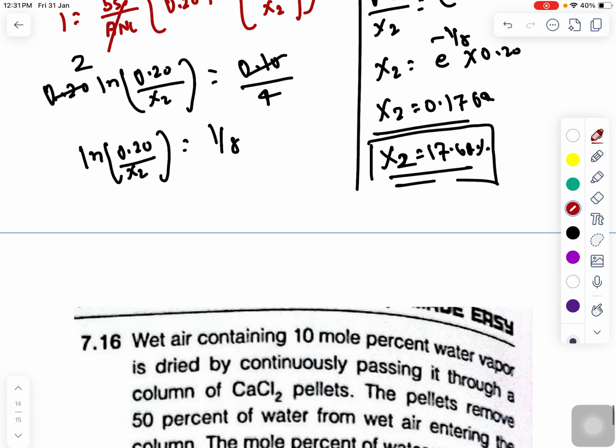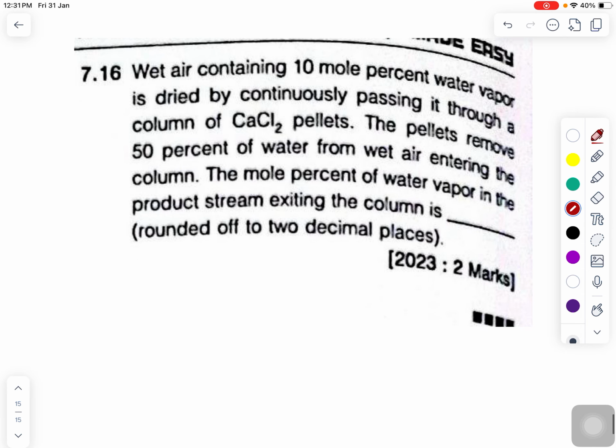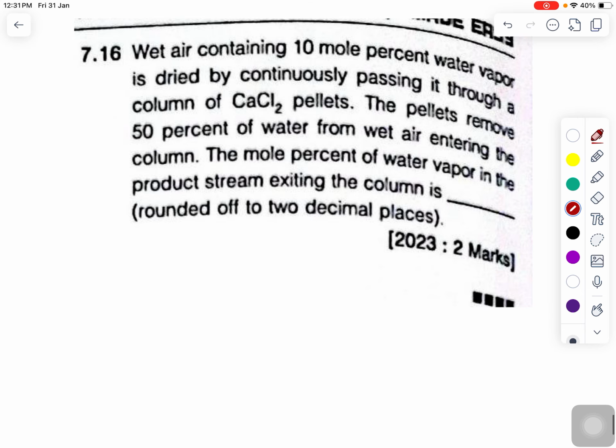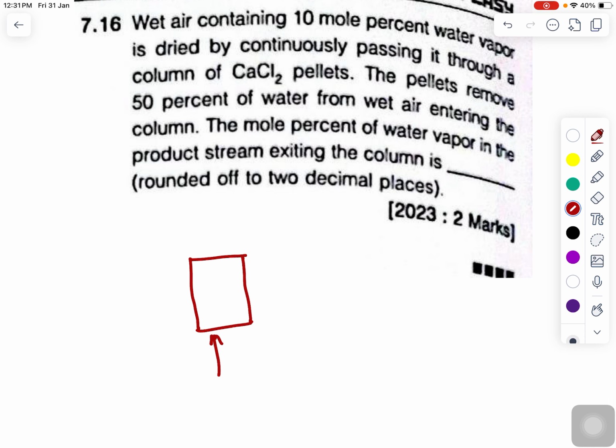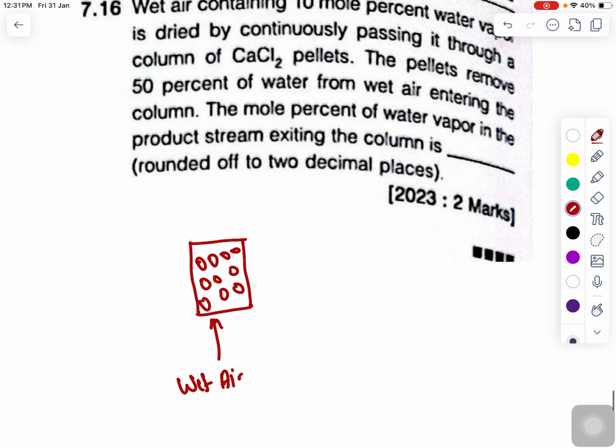Okay, so after that I'll be moving towards the next and last question. This question has been asked in GATE 2023 for 2 marks. A wet air containing 10 mole percent of water vapor is dried by continuously passing it through a column. So let's say this column is there, a column of CaCl2 pellets. So here wet air is being supplied, with 10% water vapor.